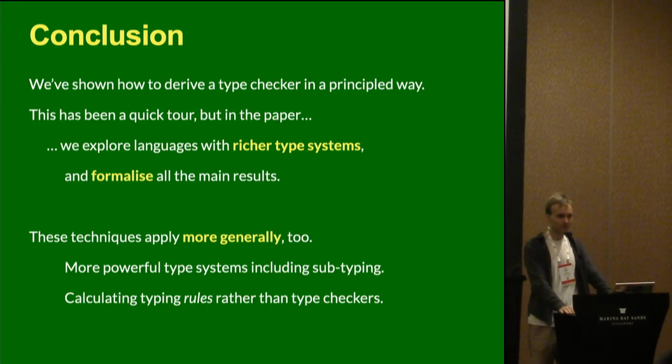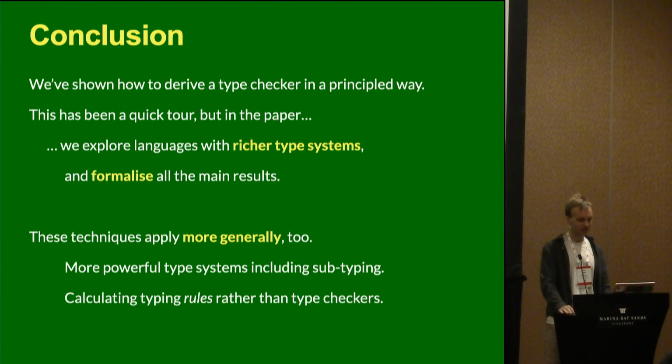I showed you it on a very simple language here. We only have three AST structures. There's not much to it. In the paper, we do look at some slightly richer type systems with some subtyping and some slightly more complicated languages. Also, all of the proofs, all of the main results are formalized in Agda. So when I've said something like, trust me on this one, or this is not circular reasoning, I promise, this is why it's actually not circular reasoning. These techniques do apply more generally to what I've shown you here, as I say. So subtyping, for one.